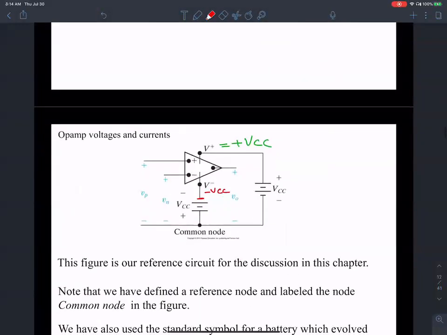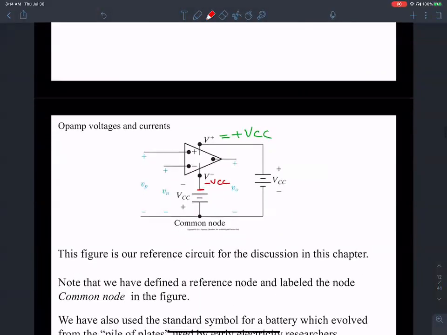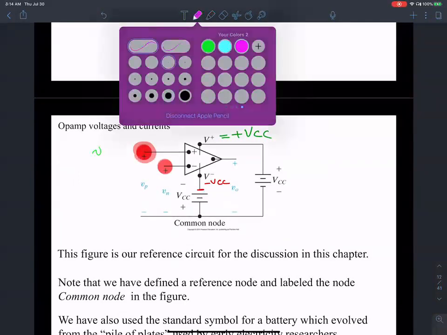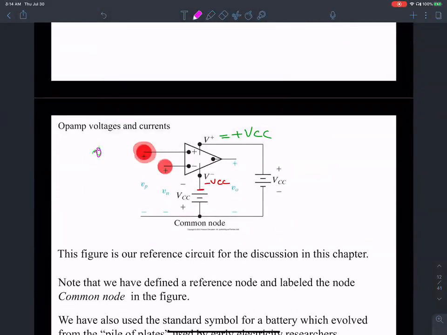We looked at the terminal voltages and currents. One of these is called VP. One of these is called V negative. This is V positive or VP. This is V negative or V minus. So there are two input terminals. Their voltages are shown as VP or VN.